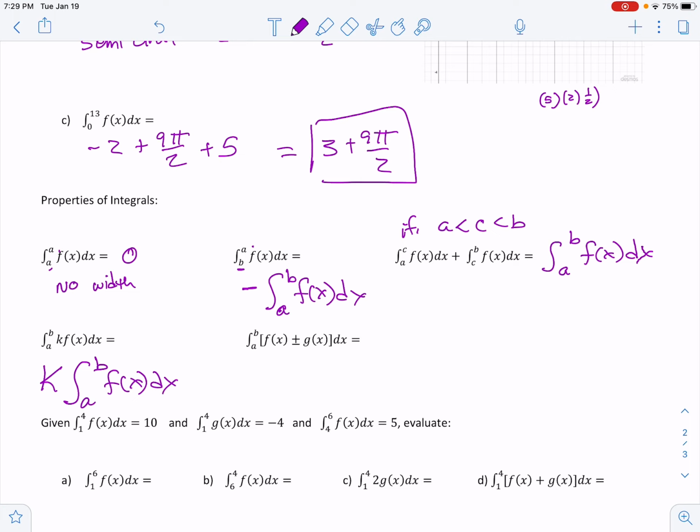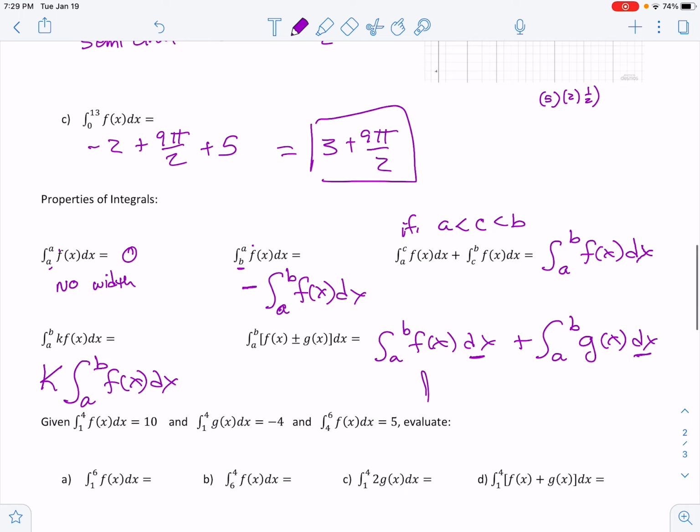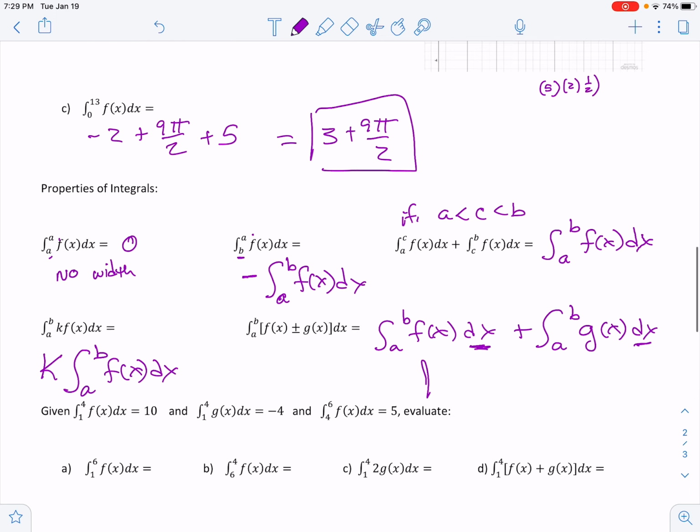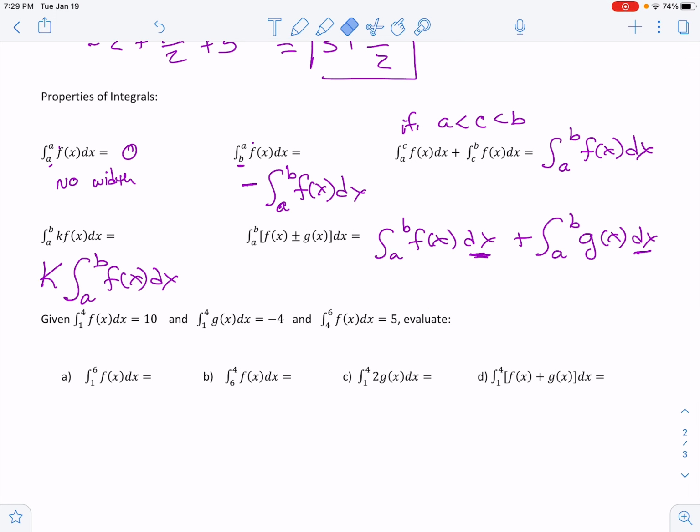All right, and if you are adding functions together or subtracting them, it's the same as a to b of f of x dx plus a to b of g of x dx, sorry. Don't forget the dx, that's representing how wide the function is. F of x is the y value, how tall the function is. Dx is how wide it is. All right? So let's use that property.